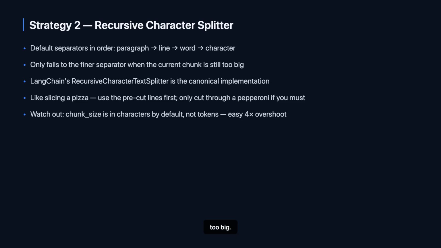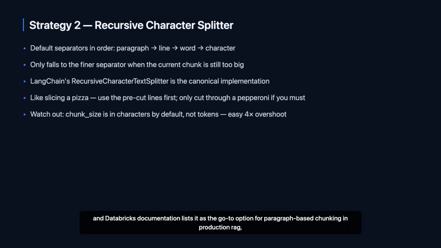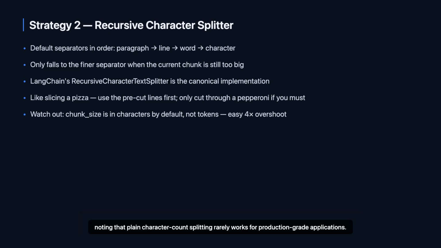LangChain's recursive character text splitter is the canonical implementation, and Databricks documentation lists it as the go-to option for paragraph-based chunking in production RAG, noting that plain character count splitting rarely works for production-grade applications. Think of slicing a pizza. You use the pre-cut lines first, then you cut between toppings, and you only cut through a pepperoni if you absolutely have to.